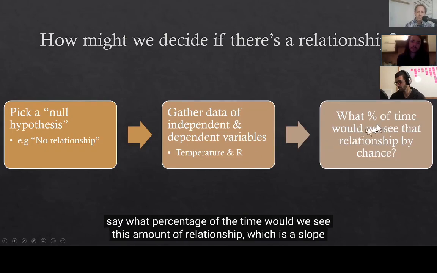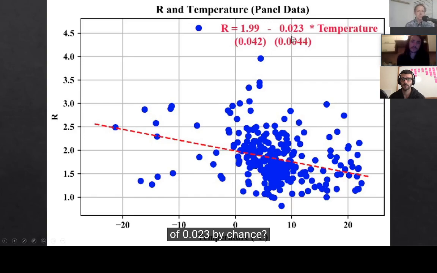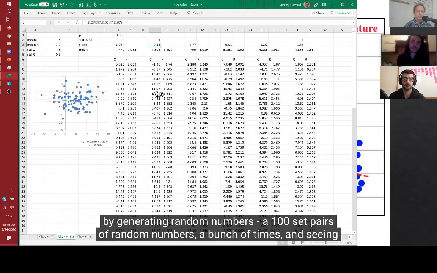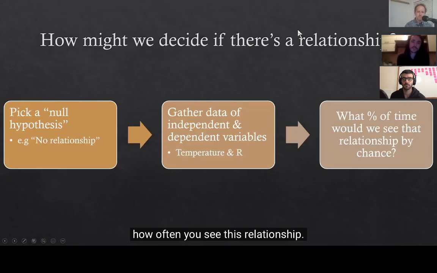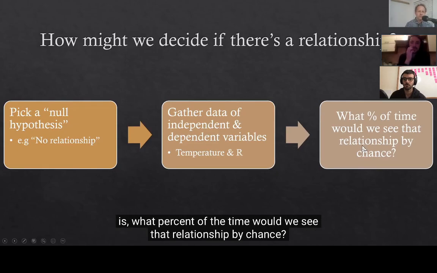And then we say, what percentage of the time would we see this amount of relationship, which is a slope of 0.023, by chance? And as we've seen, one way to do that is by what we call a simulation, which is by generating 100 pairs of random numbers a bunch of times and seeing how often you see this relationship. We don't actually have to do it that way though. There's actually a simple equation we can use to jump straight to this number, which is what percent of the time we would see that relationship by chance.